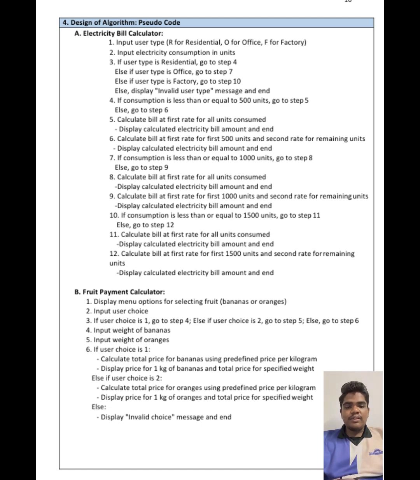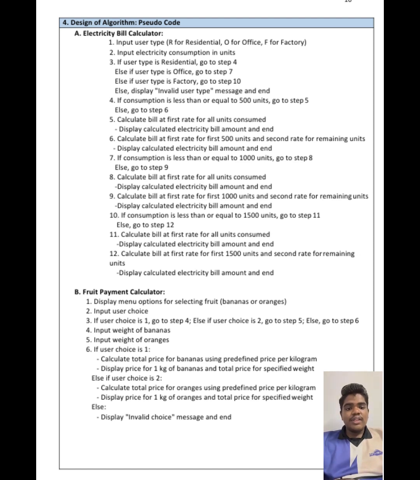Now we design the algorithm for the fruit payment calculator. First, display the menu option for selecting fruit. Second is input user choice. Third, if user choice is 1, go to step 4. Else, if user choice is 2, go to step 5, or else go to step 6. Fourth is input the weight of bananas. Fifth is input the weight of oranges.